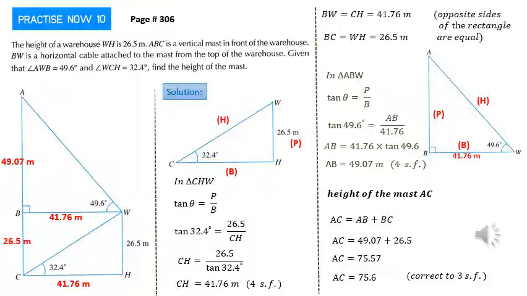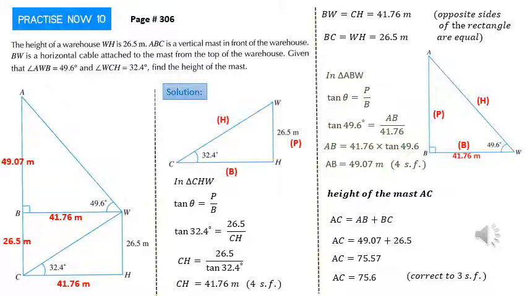First we are going to find the length of BC. In triangle CHW, tan theta is equal to perpendicular over base. Tan 32.4 degrees is equal to 26.5 over CH. By using a calculator, the length of CH is equal to 41.76 meters, correct to 4 significant figures. We round off this number correct to 4 significant figures because this is not our final answer. We take one digit extra. It will be used further in the question.